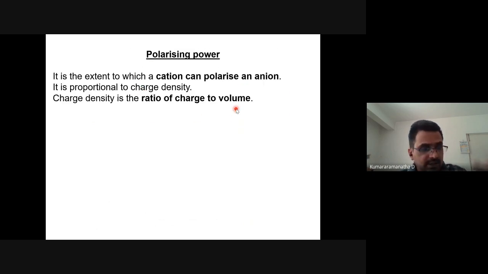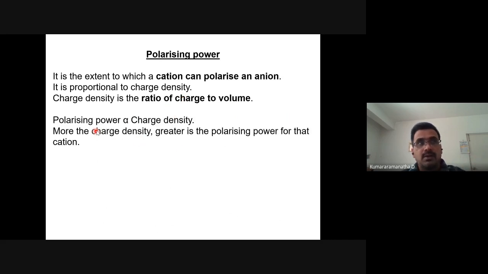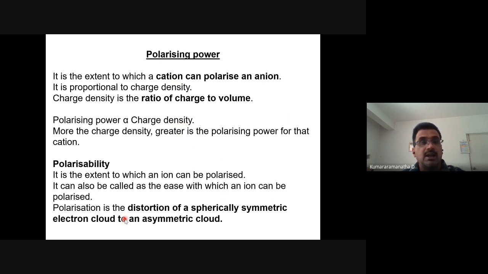Now, in the very last class before the exam, we were talking about Fajan's rule, where we talk about polarization power, how a cation can destabilize an ion. The polarizing power is proportional to charge density. We also talked about polarizability, how an ion can polarize, the extent of polarization, and how easily the cation can polarize. Essentially, polarization means some distortion of a spherically symmetric cloud. We discussed all these topics in the last class.